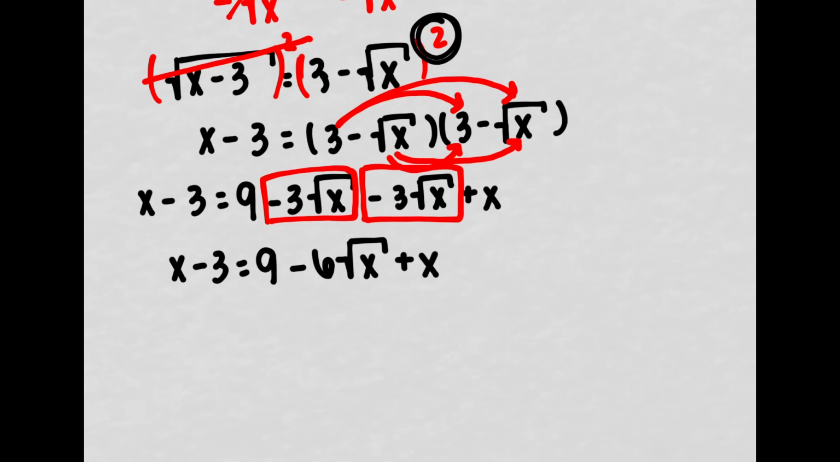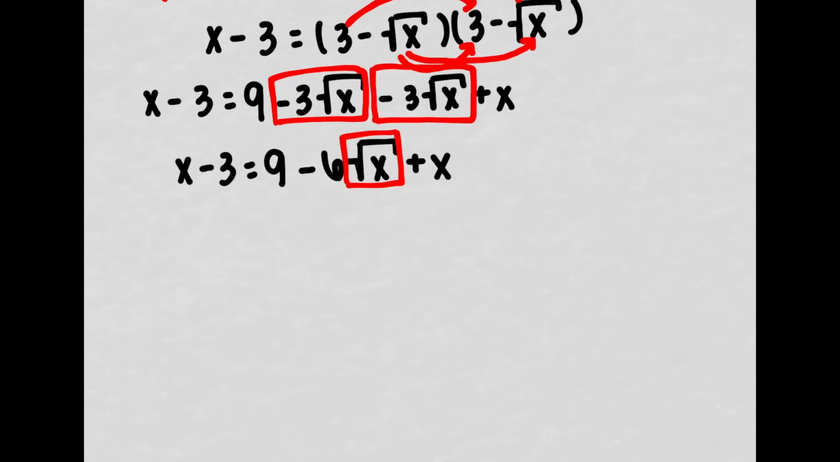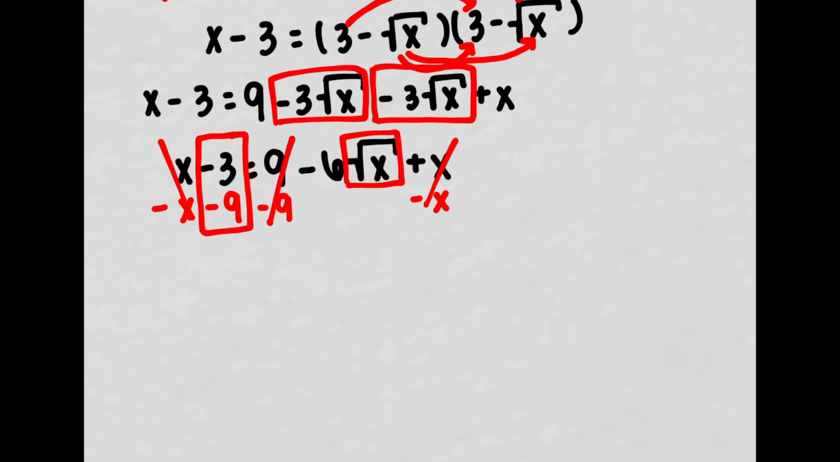We now have another radical, so what we have to do again is try to isolate that radical. So I'm going to start moving stuff again. I'm first going to subtract that x from both sides. When I do that, it cancels out on the right, and it does happen to cancel out on the left as well. I'm also going to subtract that 9 from both sides. When I do that, it cancels on the right, but I have negative 3 minus 9, that gives me negative 12, is equal to negative 6 square root of x.